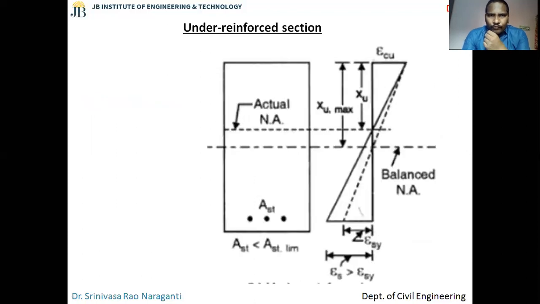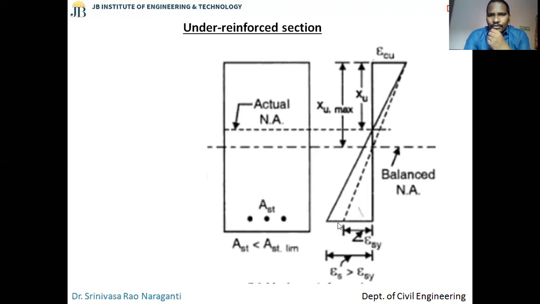Now let's talk about the under reinforced section. If you look at the comparison here, guys, Xu max refers to the depth of neutral axis of the balanced section. For an under reinforced section, the depth will be less because you're measuring from the top. That means you find the depth of neutral axis of your section and compare it with the depth of neutral axis of a balanced section. If your value is less, then your section is an under reinforced section. For under reinforced sections, the strain in the steel will reach first, because the strain is supposed to be only this value for the balanced section.